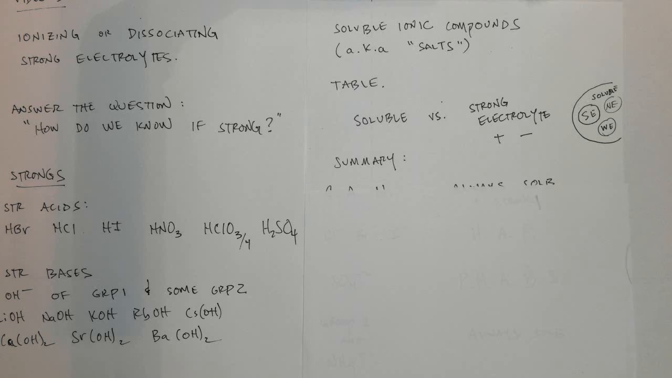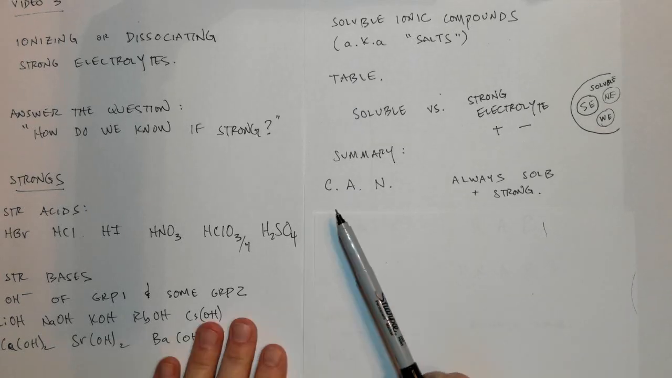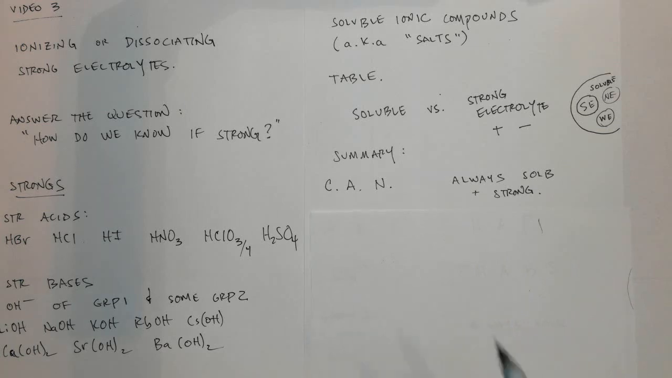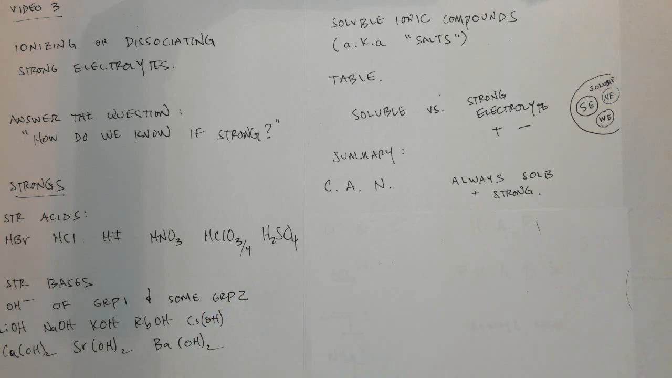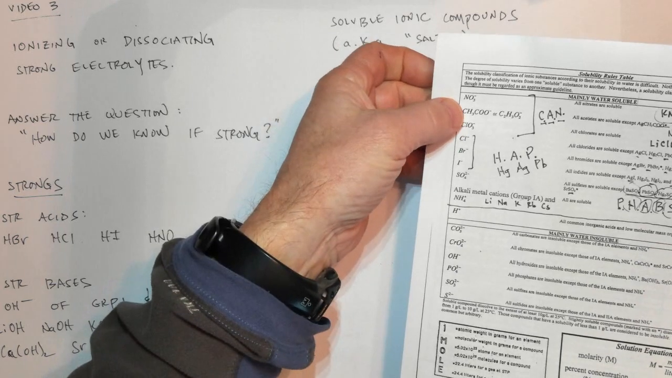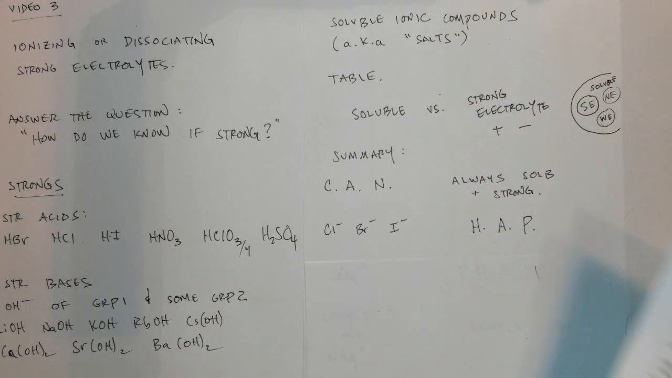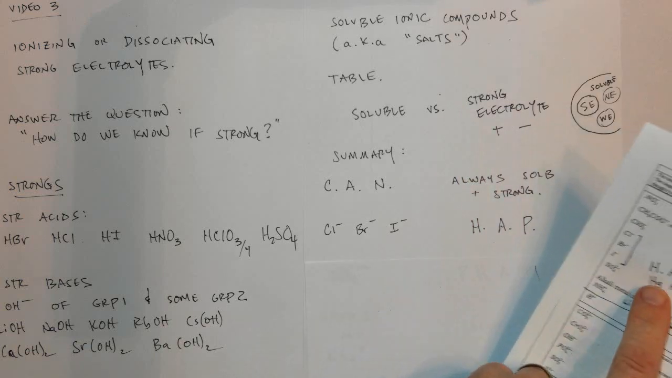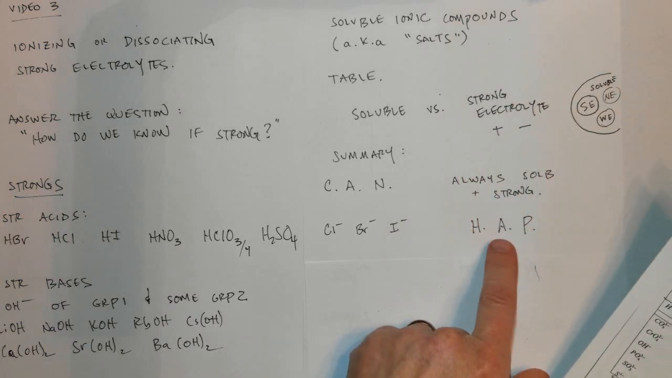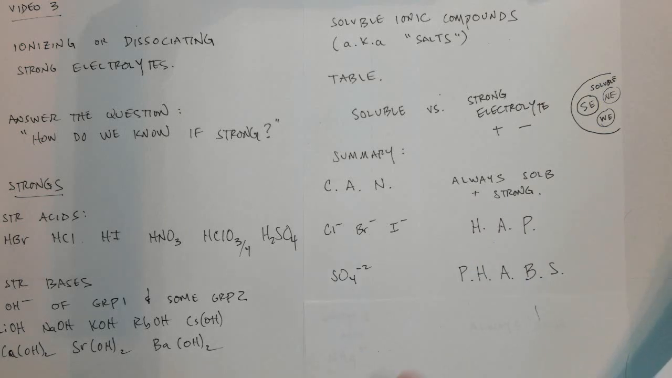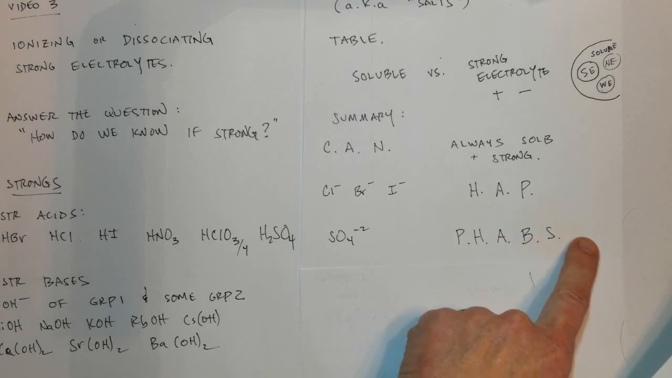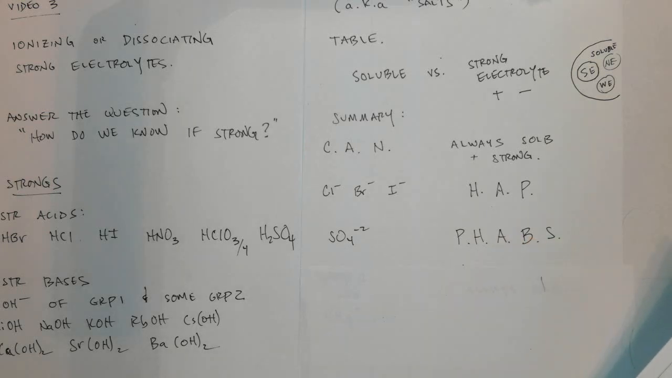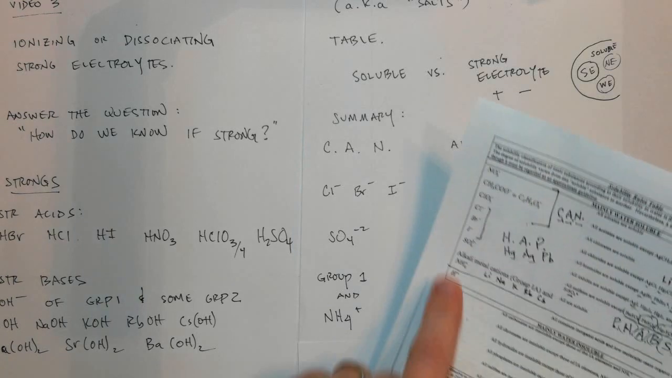So in summary, here are the things we wrote down. Chlorates, acetates, and nitrates are always soluble. These are on your periodic table right here. Chlorides, bromides, and iodides are always soluble except for HAP: mercury, silver, and lead. Sulfates are always soluble except for FABs: lead, mercury, silver, barium, and strontium. And then you can remember calcium just because it's on the periodic table close to it. And then group 1 and ammonium are always soluble.